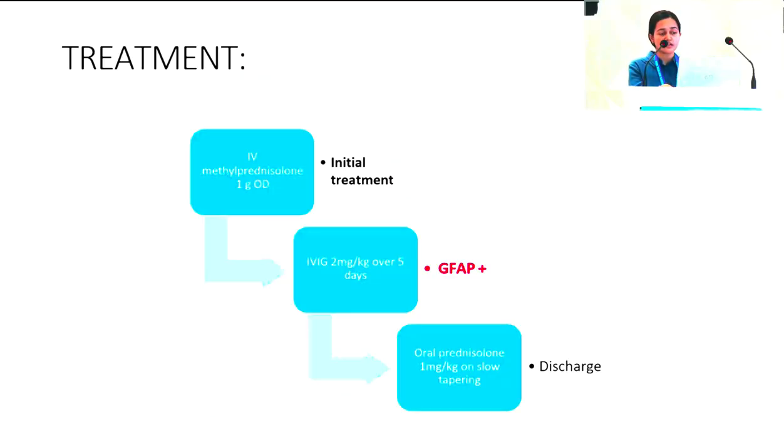So initially, we treated the patient with IV methylprednisolone 1 gram OD. And once the patient was found to be GFAP positive, we shifted to IVIG 2 mg per kg for 5 days, and then switched over to oral prednisolone with slow tapering.